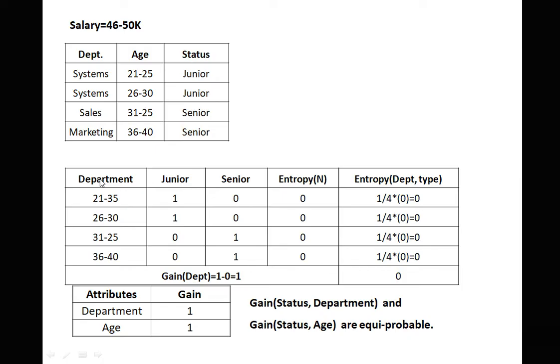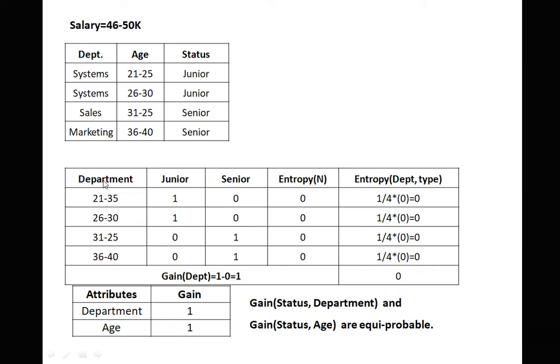Similarly for age, 21 to 25, 26 to 30, 31 to 35 and 36 to 40, we are getting the probability of one of the attributes as 0, therefore entropy is 0. Entropy 0 means gain is 1. So here we are getting the same gain for attributes department and age. So we can select any one of the nodes as our decision node. For example, here I am selecting the attribute department as a decision node, but we can select the age also because they are having the same gain.